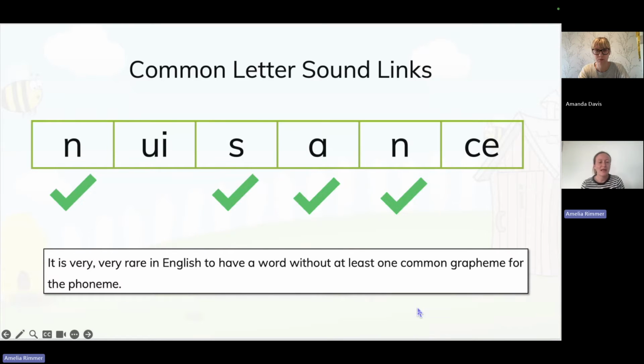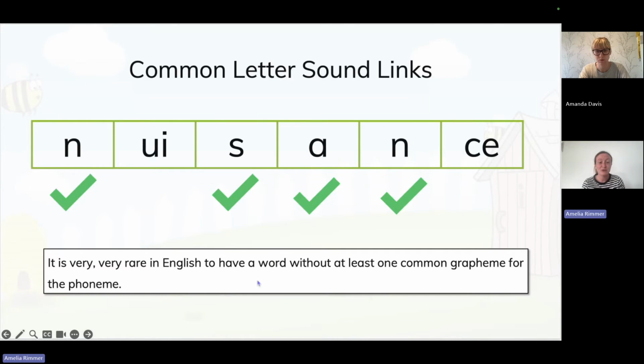So we often talk about English as being a really awkward language with lots of phonics things that don't really work, but it is very, very rare in English to have a word without at least one common grapheme for the phoneme. So if I look at this word nuisance here, I've broken it into its phonemes, and actually quite a lot of the phonemes are the regular grapheme phoneme correspondences that you would expect. There are a couple that are a little bit unusual. I've got UI making the oo sound, and I've got CE making the S sound.